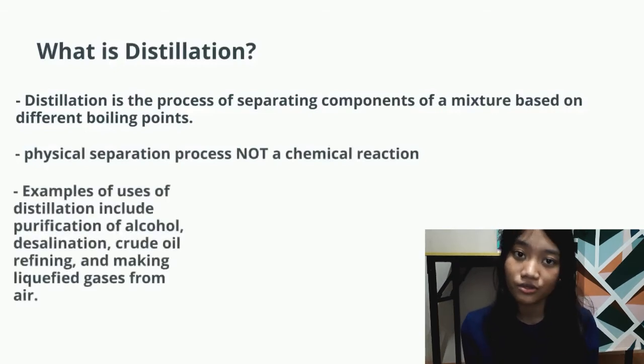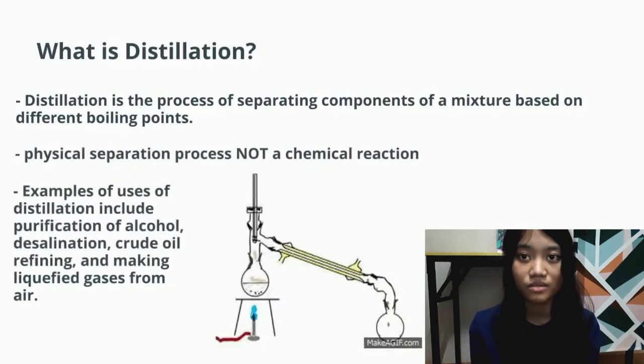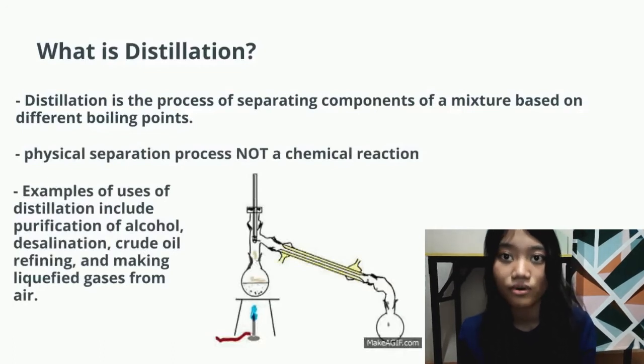Examples of uses of distillation include purification of alcohol, desalination, crude oil refining, and making liquefied gases from air. The process of distillation begins with heating a liquid to its boiling point. The liquid evaporates, forming a vapor. The vapor is then cooled, usually by passing it through pipes or tubes at a lower temperature. The cooled vapor then condenses, forming a distillate.